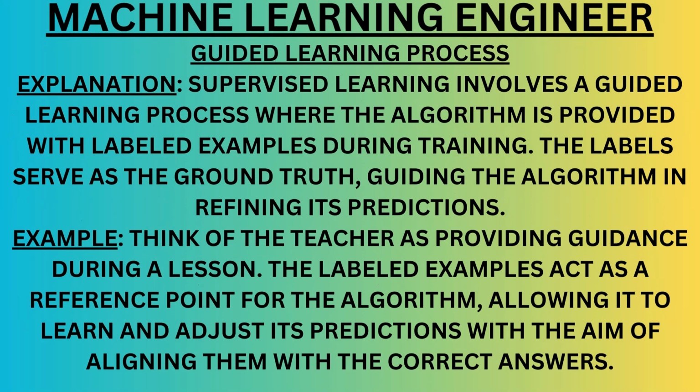Guided learning process. Explanation. Supervised learning involves a guided learning process where the algorithm is provided with labeled examples during training. The labels serve as the ground truth, guiding the algorithm in refining its prediction. Example, think of the teacher as providing guidance during a lesson. The labeled examples act as a reference point for the algorithm, allowing it to learn and adjust its predictions with the aim of aligning them with the correct answers.